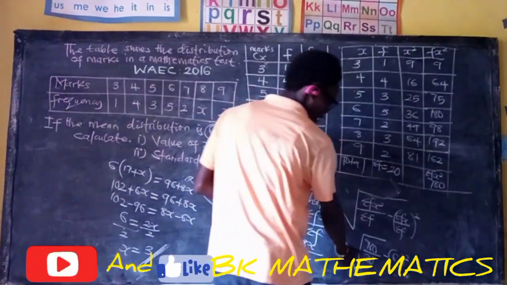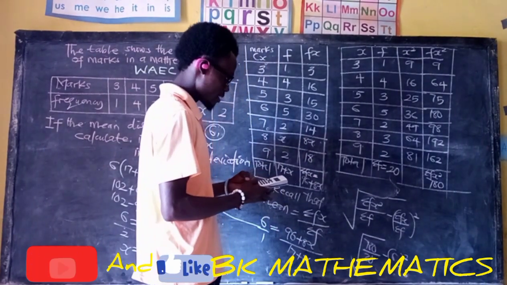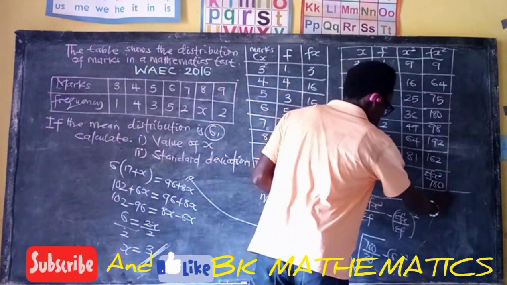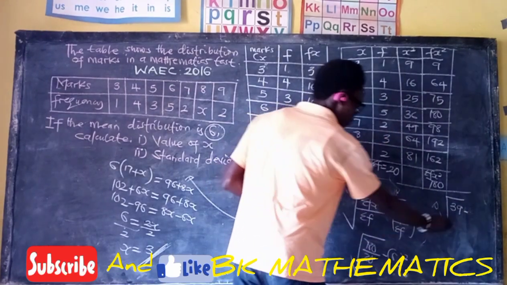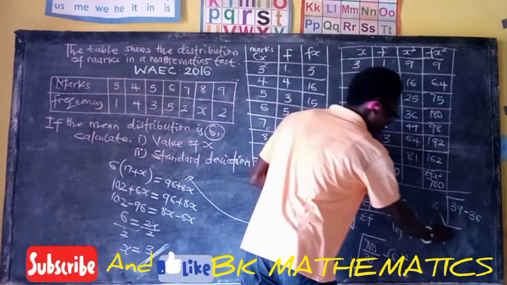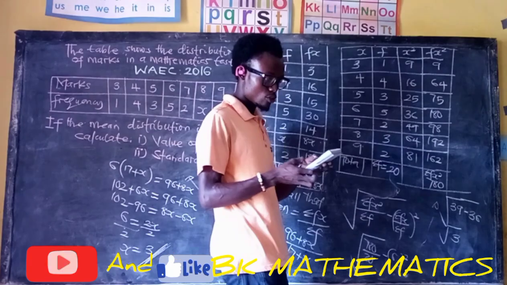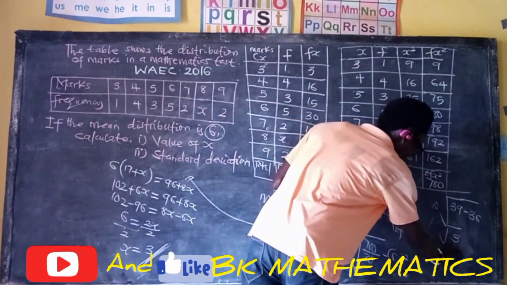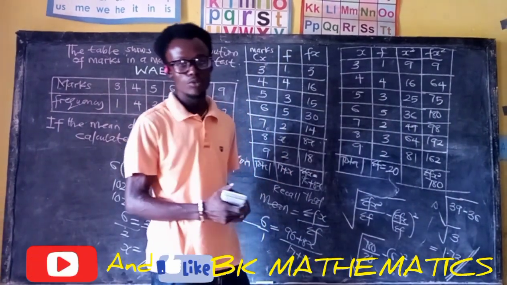Then it continues: 780 divided by 20 gives you 39. It continues from this square root of 39 minus 6 squared, which gives you 36. Then the square root of 39 minus 36 gives you 3. Then we find the square root of 3. Use your calculator. The square root of 3 gives you 1.73. So this is the standard deviation of the distribution that we have to find.